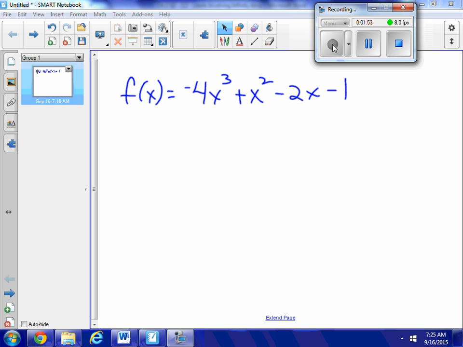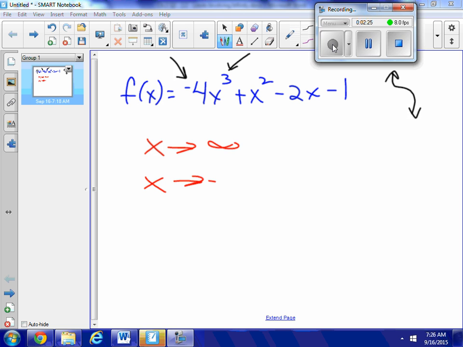So I can tell by this function that if I'm just looking at up, down, or down, up type of end behavior, I have a negative leading coefficient and an odd power. So this graph is going to have up, down end behavior. But I want it to be a little bit more precise. And when you think about a polynomial, I'm thinking about x as it approaches infinity, and I'm thinking about x as it approaches negative infinity for end behavior.